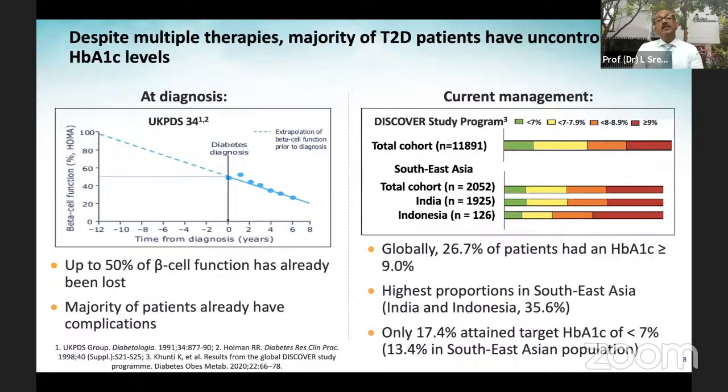Despite multiple therapies, we know the majority of diabetic patients have uncontrolled A1Cs, which is proved by the UKPDS 34, where there is something called the DISCOVER study program, which I'm going to show you, that globally 26% of the patients have had HbA1c beyond 9%. And a higher proportion of them are in our country, to the tune of 35%. And about 17% only have achieved the so-called target of A1C 7%.